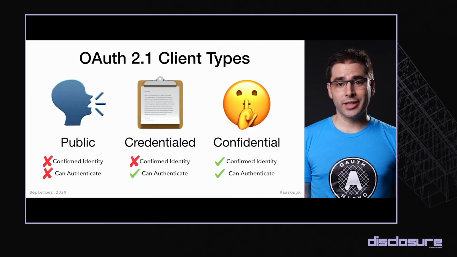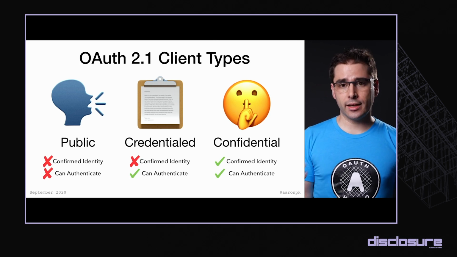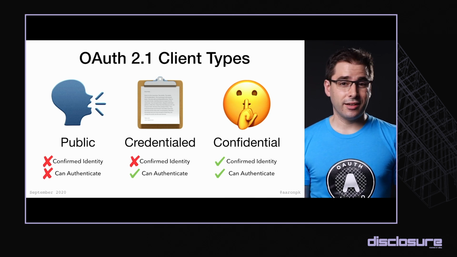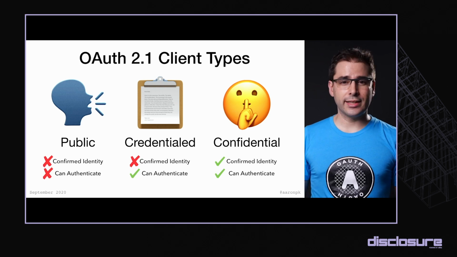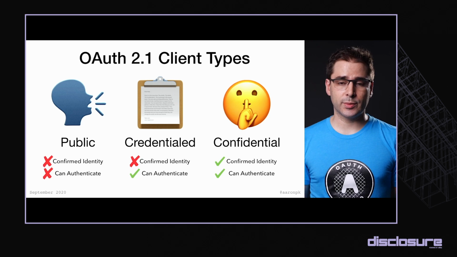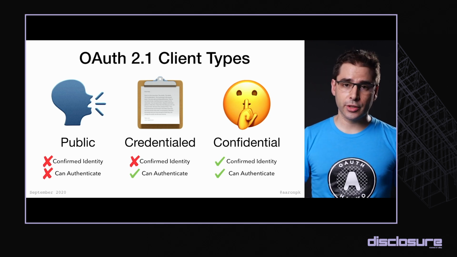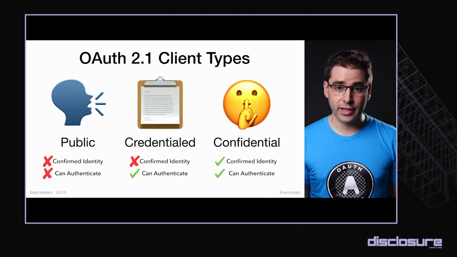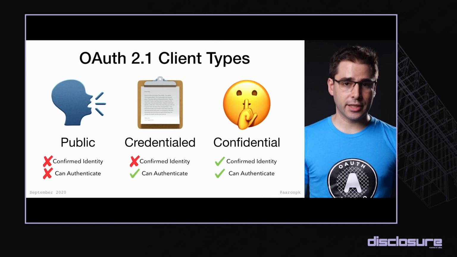So in OAuth 2.1, there are now 3 clients based on whether or not they can authenticate and whether their identity has been proven. Public clients have no credentials, so they can't authenticate. Their identity also can't really be confirmed. Credentialed clients can authenticate, but their identity is not confirmed. And confidential clients can both authenticate and their identity has been confirmed. Typically, the confirmation of identity of that app is established when the app developer goes and registers the app in the developer portal. And of course, that registration step happens when the developer is actually logged in. So the developer's identity is then tied to that application's identity.